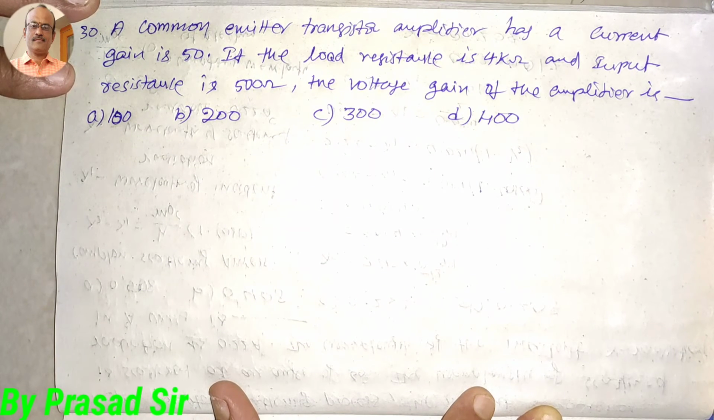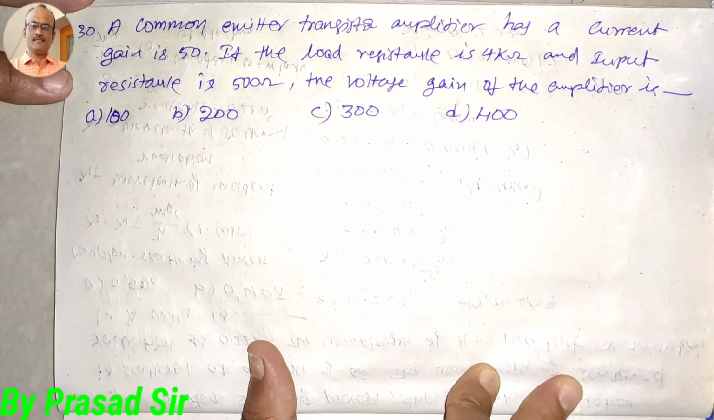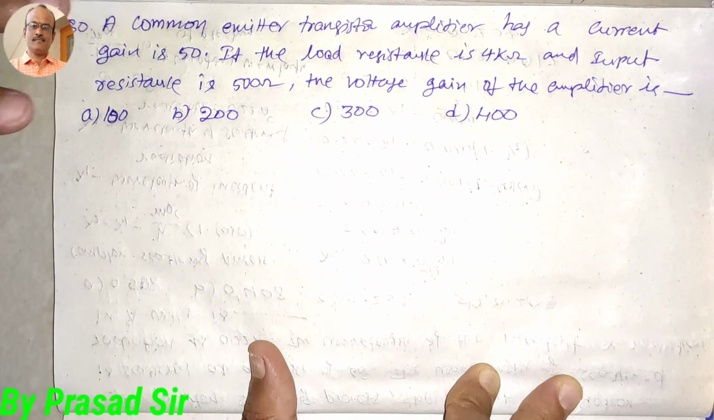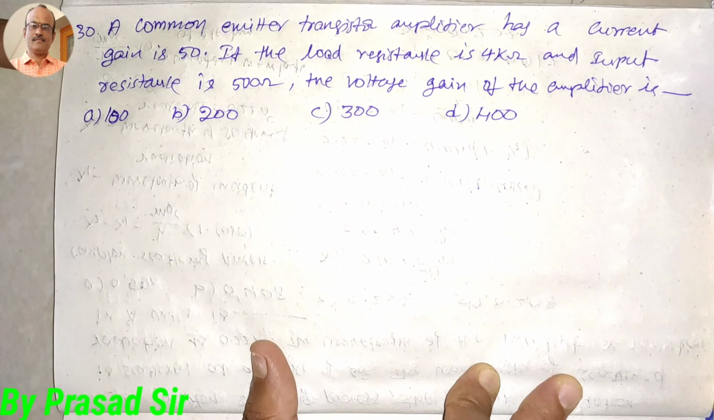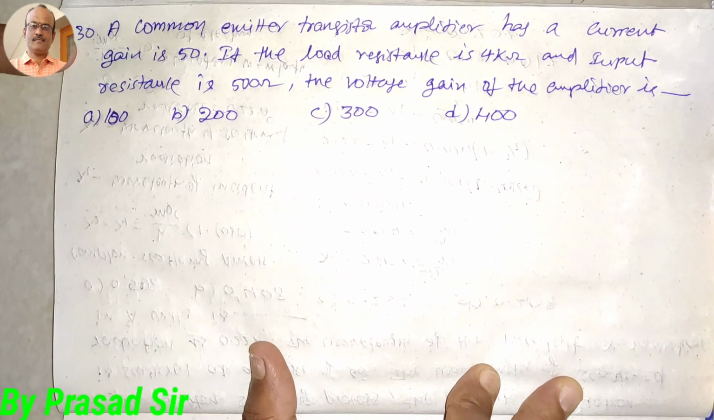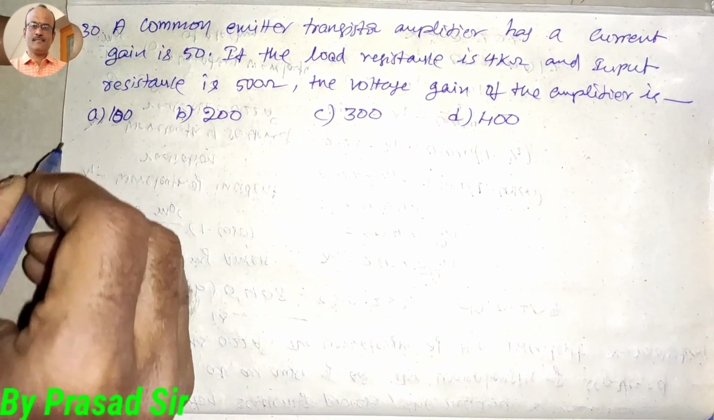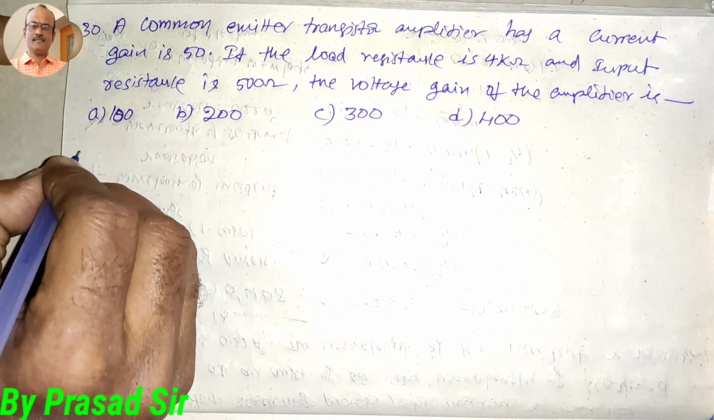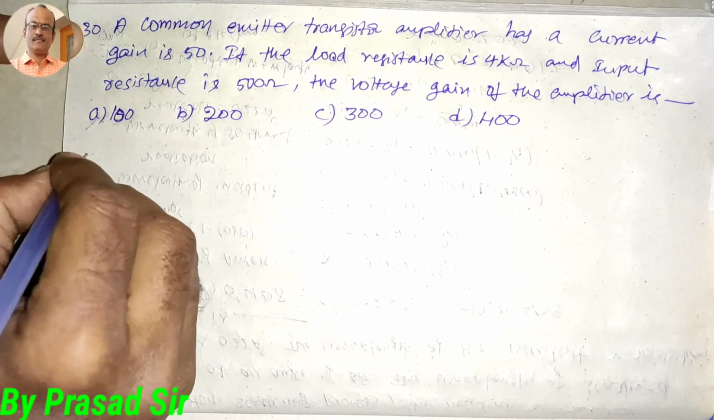The question number 30. A common emitter transistor amplifier has a current gain of 50. If the load resistance is 4 kilo ohms and input resistance is 500 ohms, the voltage gain of the amplifier is how much? Options are given like that. First of all, this is a common emitter transistor amplifier, and the current gain is given.